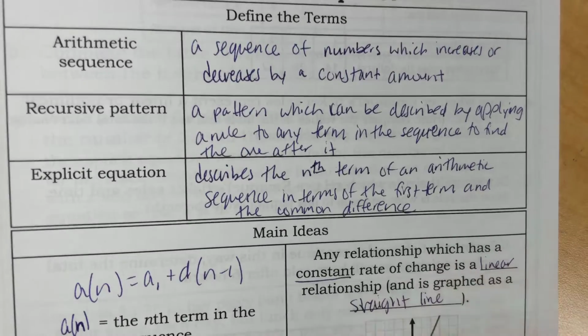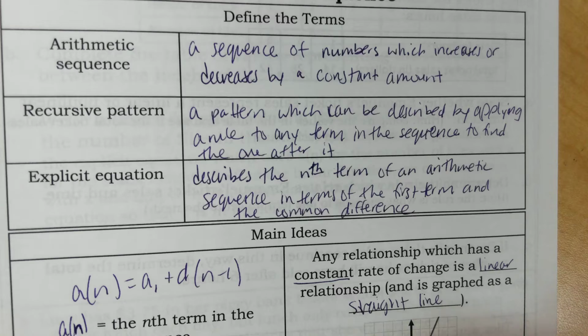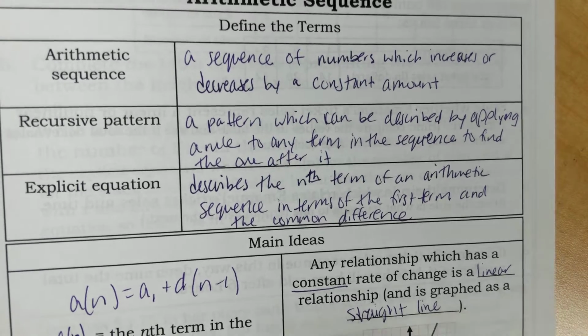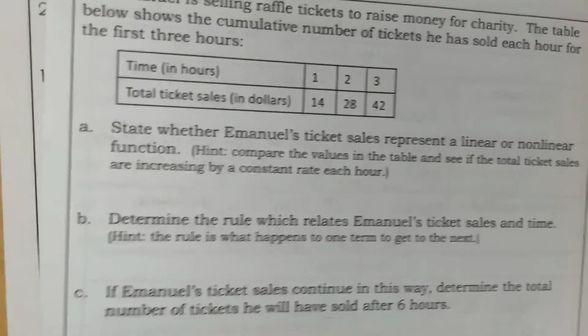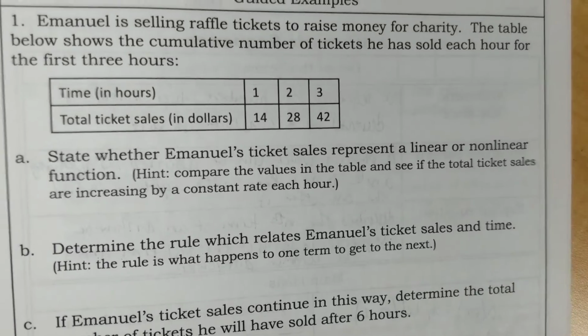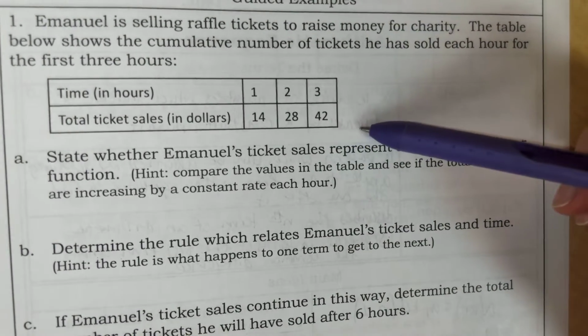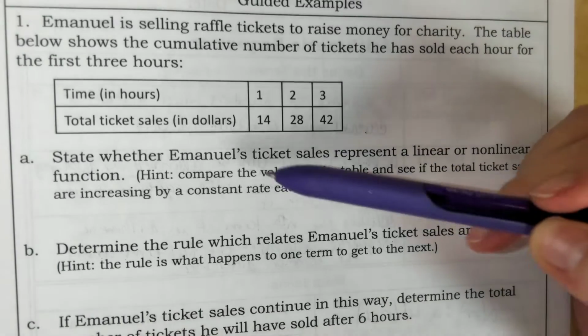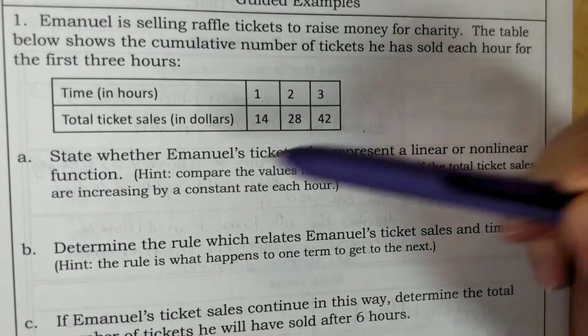The best way that we can approach arithmetic sequences is by jumping into some guided examples. We're going to walk through a couple of examples together, and then discuss as we go. The first guided example: Emmanuel is selling raffle tickets to raise money for charity. The table below shows the cumulative number of tickets he has sold each hour for the first 3 hours. We're asked to state whether Emmanuel's ticket sales represent a linear or a non-linear function.